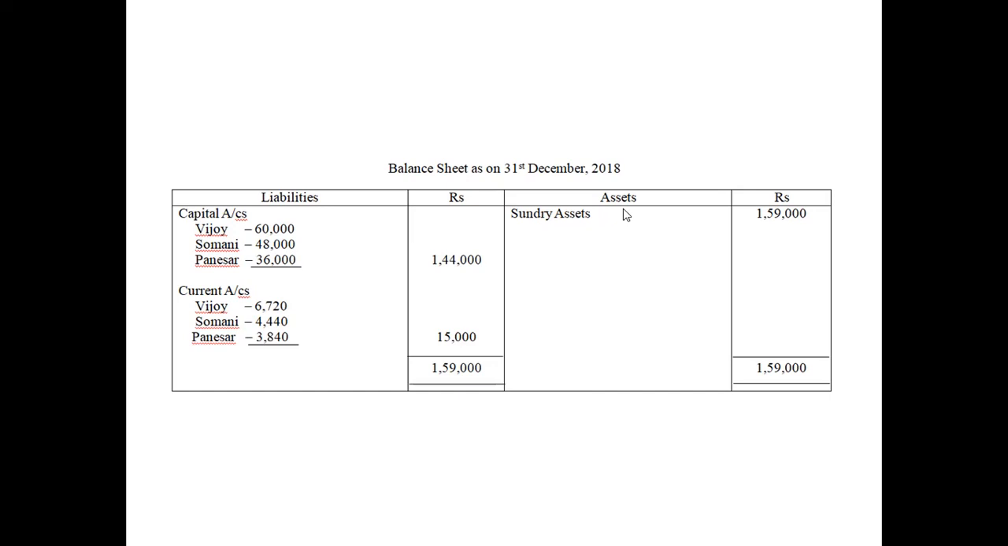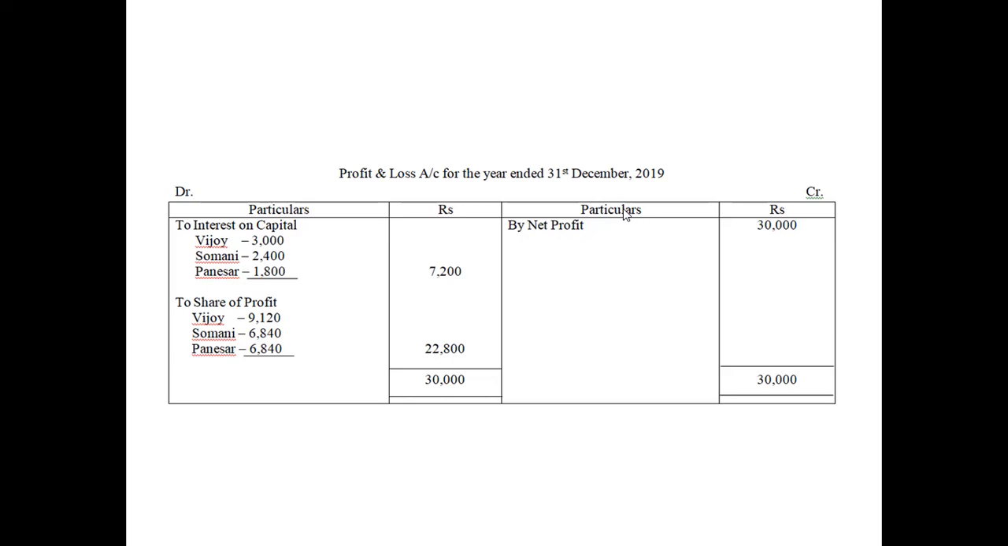Now let us move on to the second year, 31st December 2019. Let us prepare the profit and loss appropriation account. It is not the profit and loss account, but the appropriation account, for the year ended 31st December 2019. And then we have the profit of 30,000 out there. The same thing, that is interest on capital, will be the same because the capitals of partners are fixed, and interest on capital is provided at the rate of 5%. So total will be 7,200.